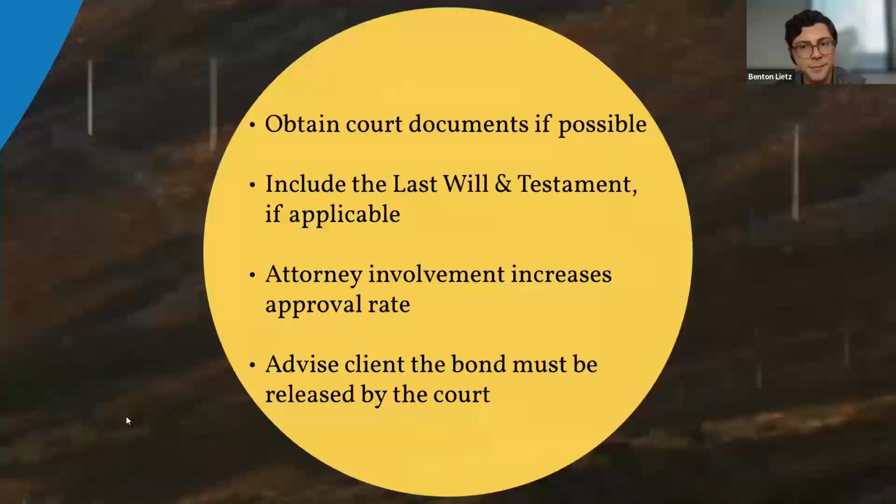And then, very importantly, advise the client that the bond must be released by the court. Time and time again, we have individuals who reach out to us saying that this case has been closed. If it's a conservatorship or guardianship, if the individual passed away or the minor is no longer 18, we need documents to demonstrate that the estate has been closed. The carrier will keep billing term after term until those are provided. The bond will be canceled on a prorated basis.